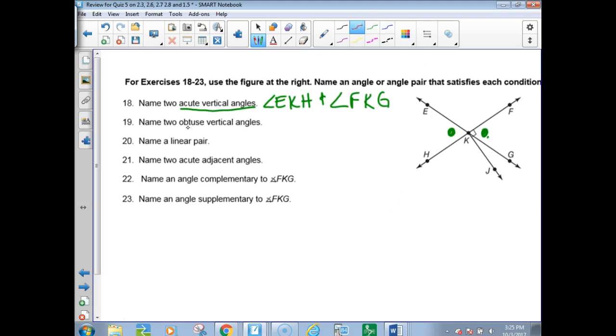The next question says, give me 2 obtuse vertical. So someone want to tell me? They just got to be fat angles, bigger than 90. Wouldn't it be the ones up there and there? Okay, EKF. You got to use a K in the middle for all these angles. EKF and HKG. Good.